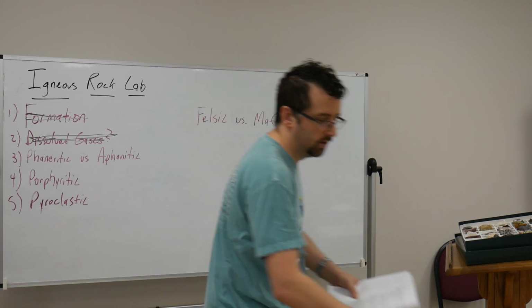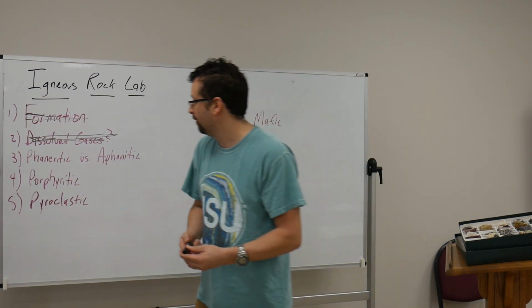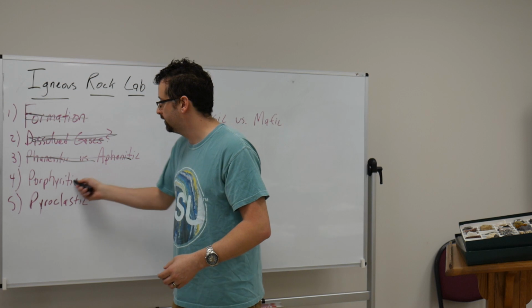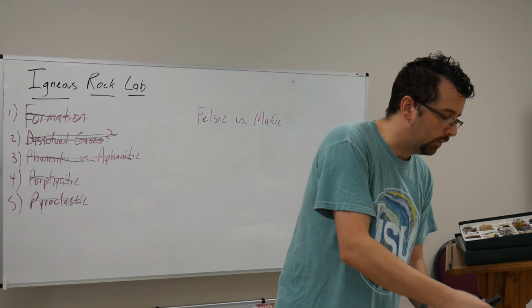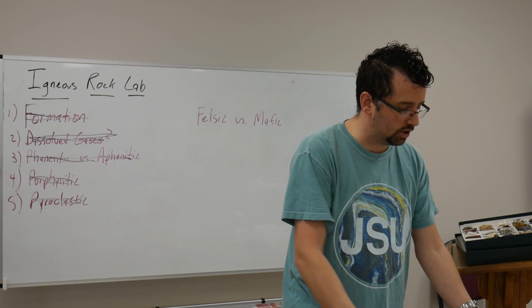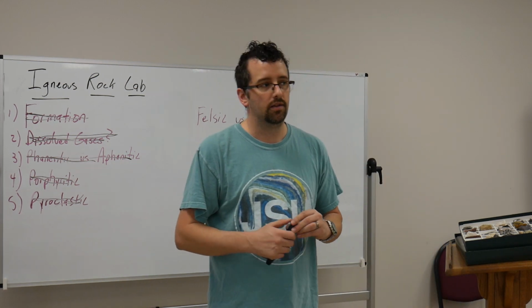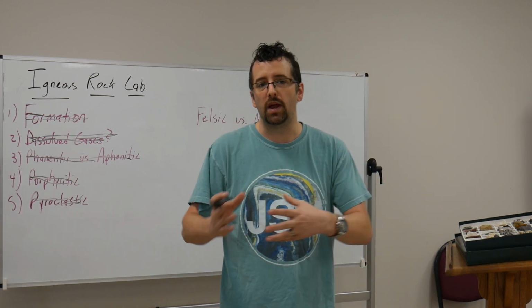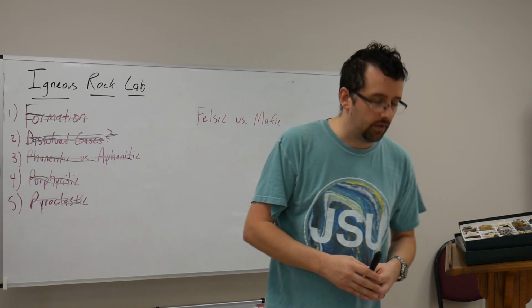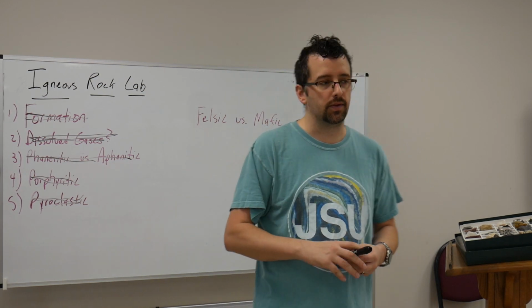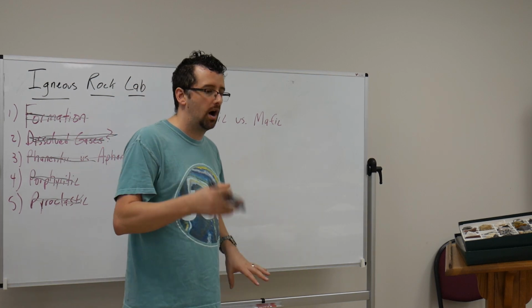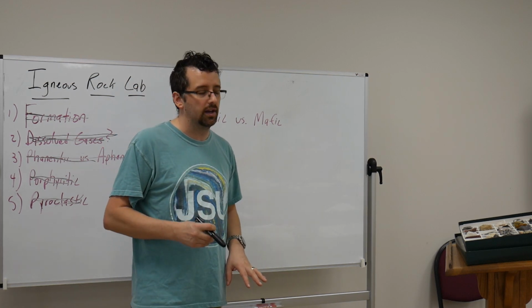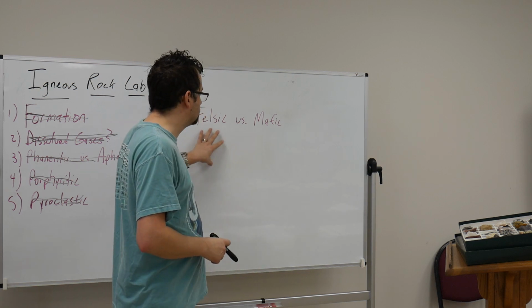Actually, I've not been crossing things off as I talk about them. The composition, when we talk about this, we're talking about the composition of the magma that has contributed to the formation of the igneous rock. And there are three types of this. The two that are most necessary for you to know, I am not going to ask you to identify an intermediate rock, are felsic and mafic.